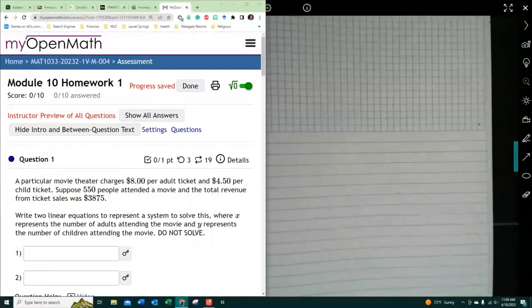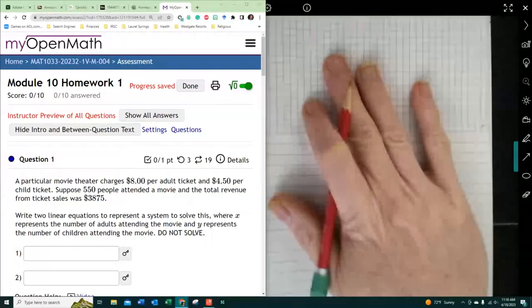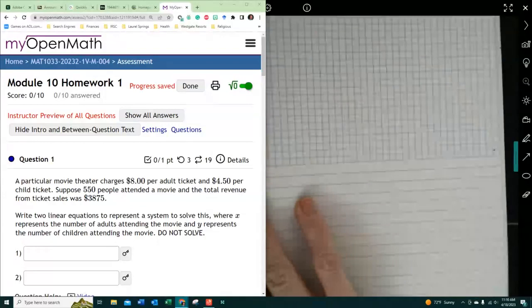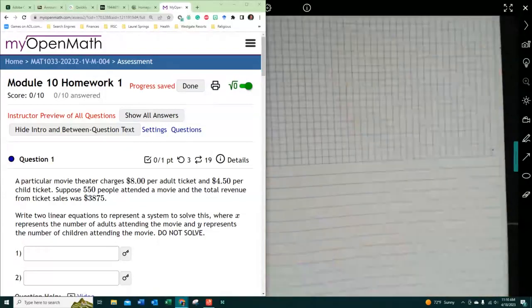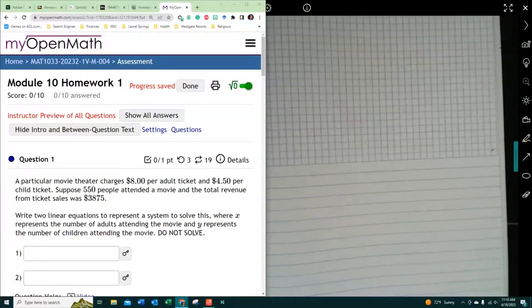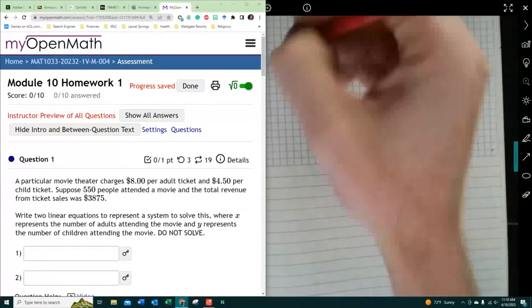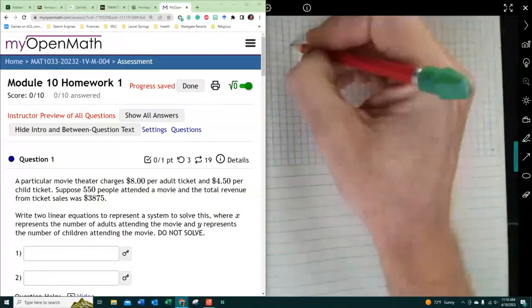All right. So when I'm going ahead and doing this, it says a particular movie theater charges $8 per ticket for an adult ticket and $4.50 per child ticket. Suppose that 550 people attend a movie and total revenue for tickets is $3,875. Write two linear equations to represent the system of equations where x represents the number of adult tickets and y represents the children's tickets.